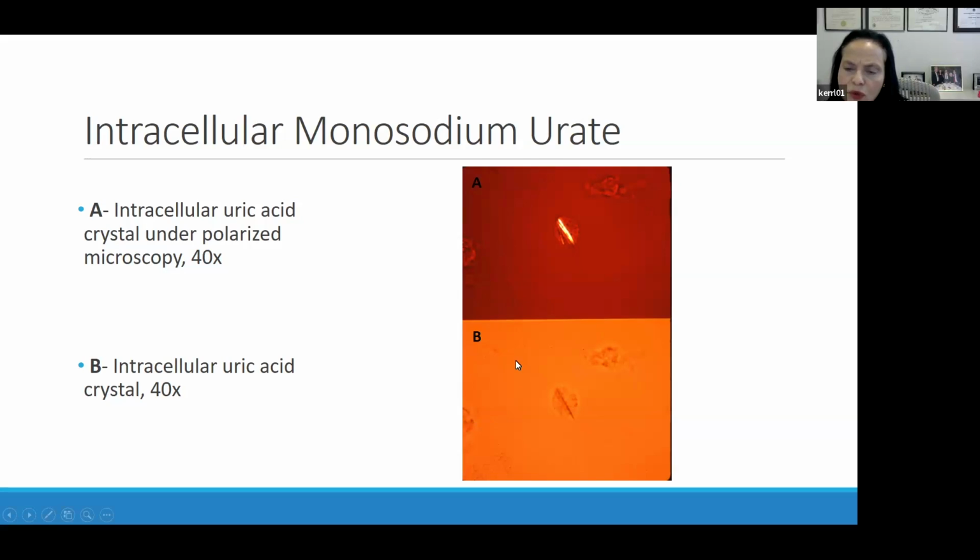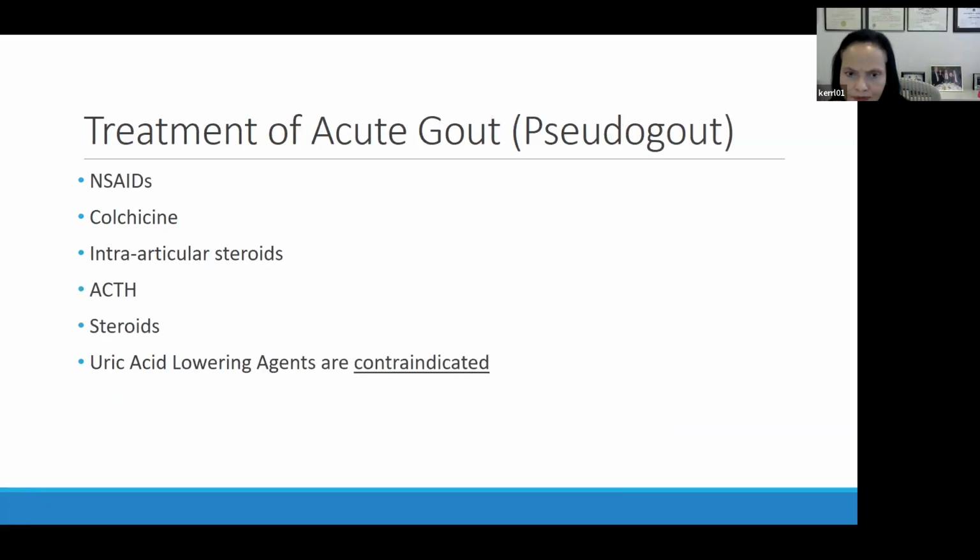Here it is just under 40x, regular microscopy. You take a slide, you put a drop of the fluid on the slide and a cover slip, and you look. And if you see morphologically this long needle-shaped crystal harpooning the cell, you know that you have acute gout.